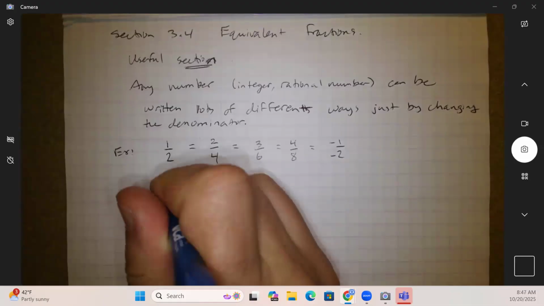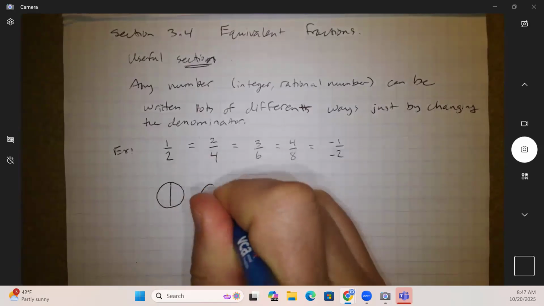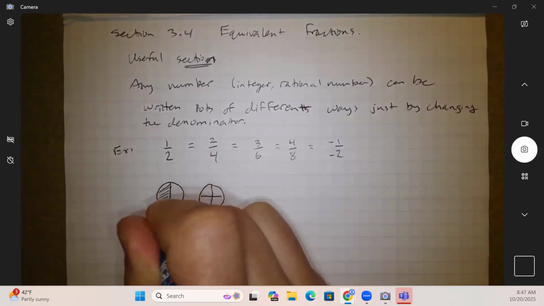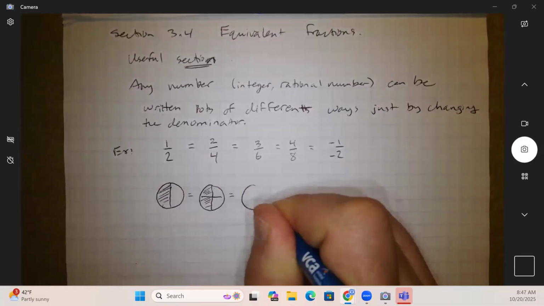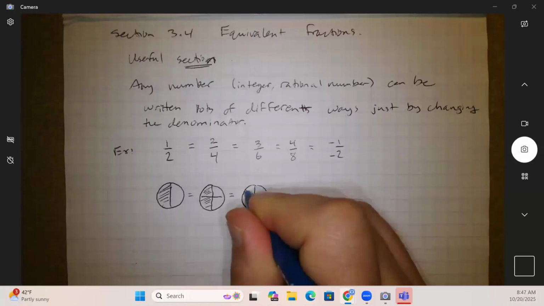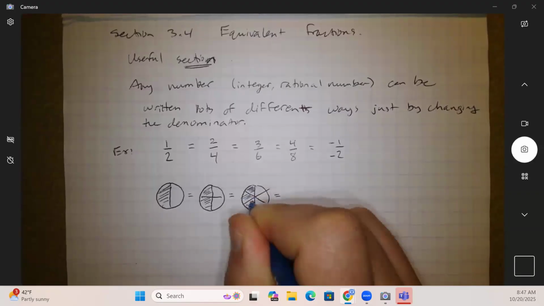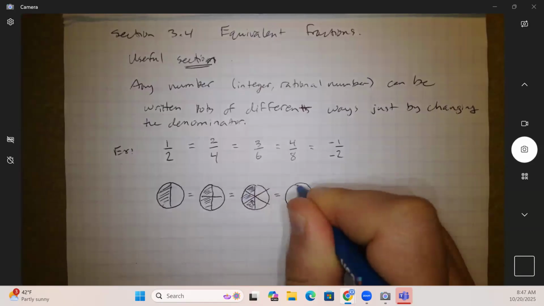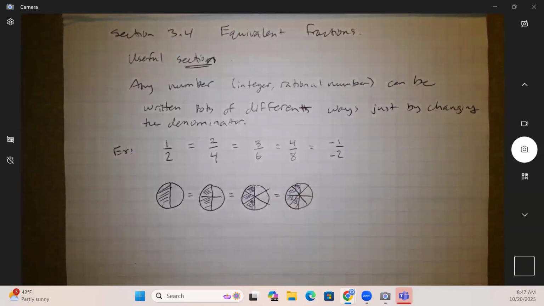And if I were to show you as a pie, there's 1/2. Let me shade in the part. There's 1/2. There's 2/4. How do we do 3/6? Like this. There's 3/6. Here's 4/8. 1, 2, 3, 4. And I'm not going to try to do the -1 over -2 because I don't know what a negative pie looks like.